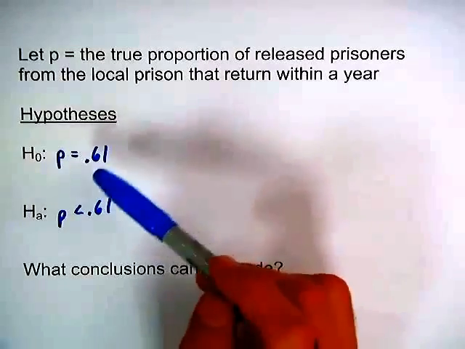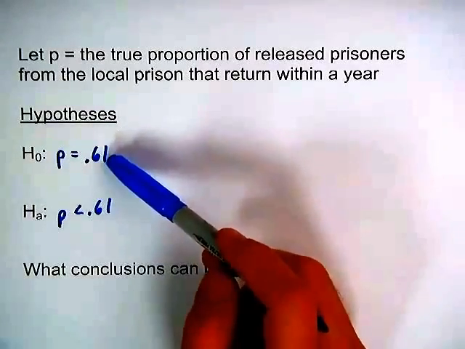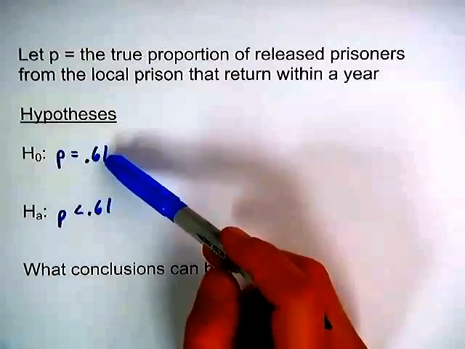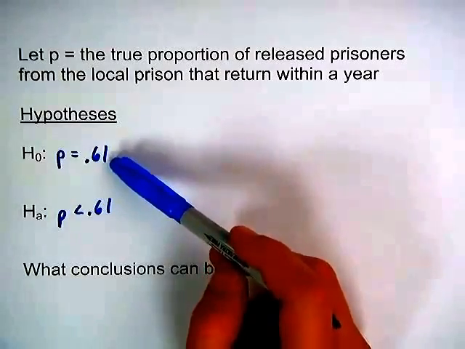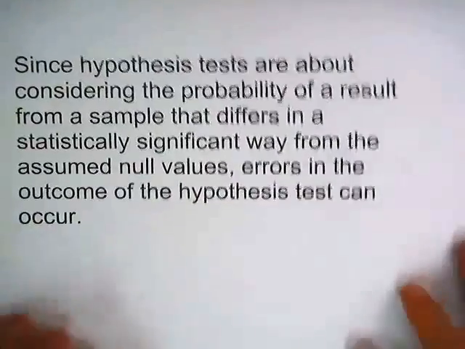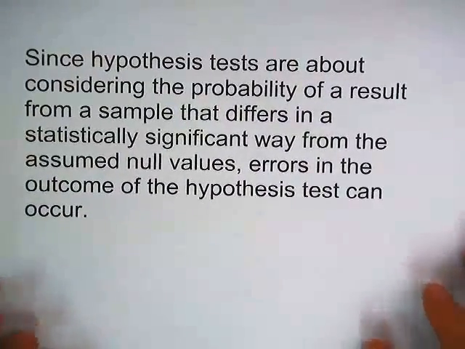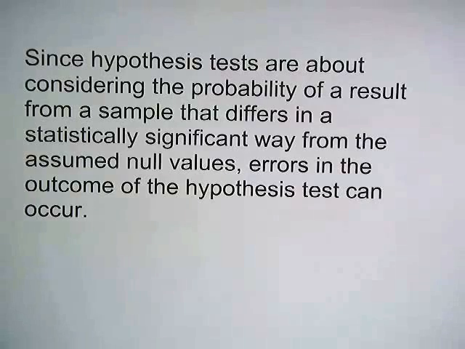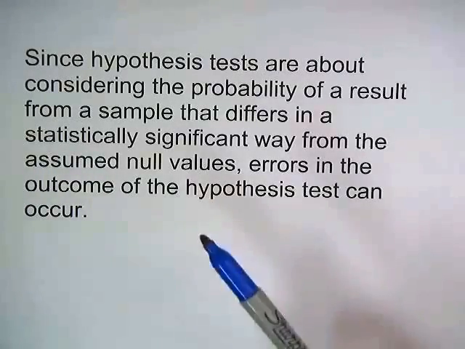So in that case, the test would show that the program is probably not working. All right. So since hypothesis tests are about considering the probability of a result from a sample that differs in a statistically significant way from the assumed null values, errors in the outcome of the hypothesis test can occur. Okay, so basically it's possible that our test is wrong.